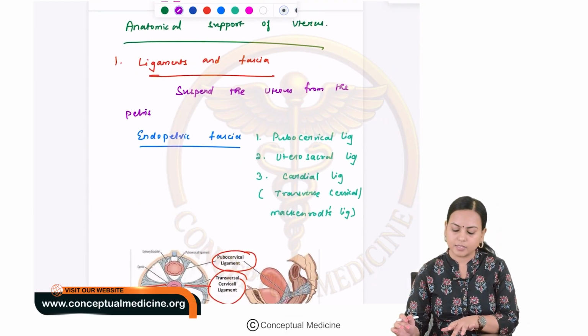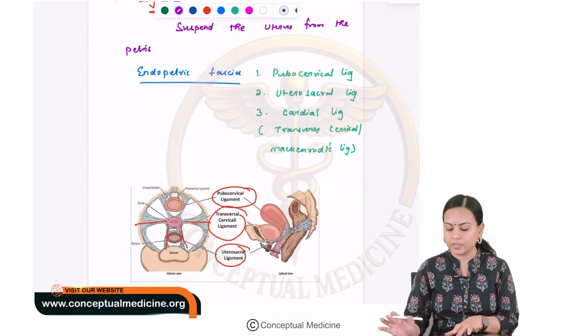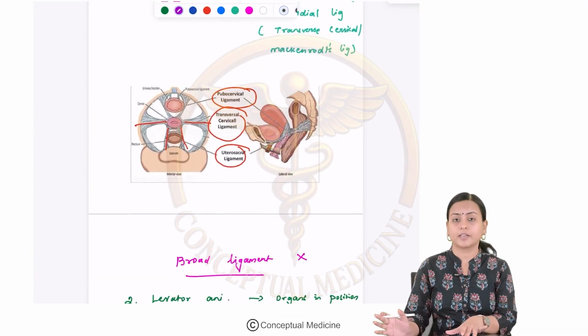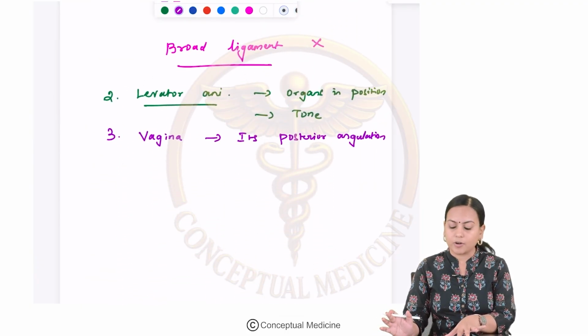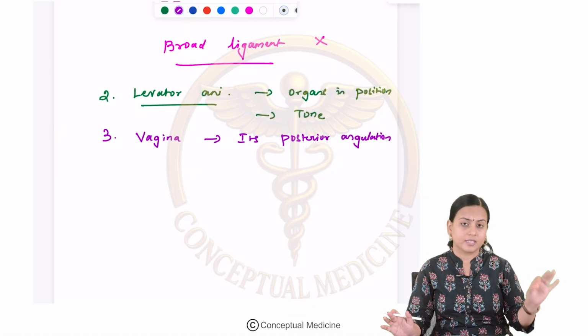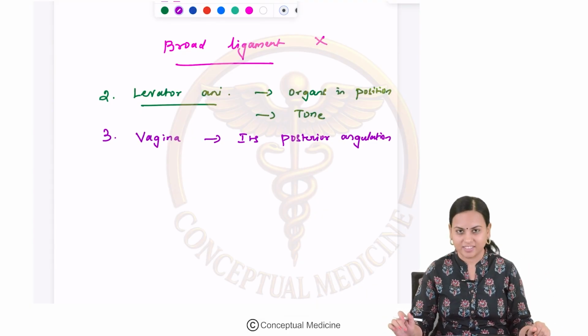First, it's about the ligaments and the fascia. We have seen three ligaments: pubocervical ligament, uterosacral ligament and the cardinal ligament, which is also known as the transverse cervical ligament or Mackenrodt's ligament. Broad ligament is not a support of the uterus, that you have to know. Levator ani muscle is a support to the uterus. It will maintain the tone, and the vagina by its angulation is also another support to the uterus.